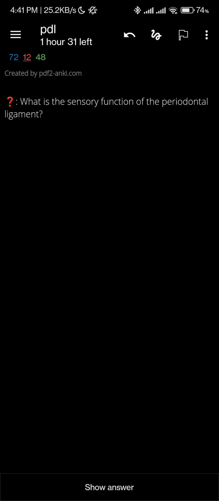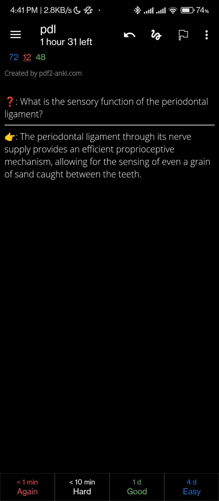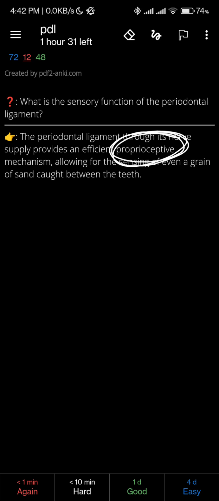What is the sensory function of the periodontal ligament? Through its nerve supply, the periodontal ligament forms a proprioceptive mechanism which can sense even a grain of sand caught between the teeth. Proprioceptive.